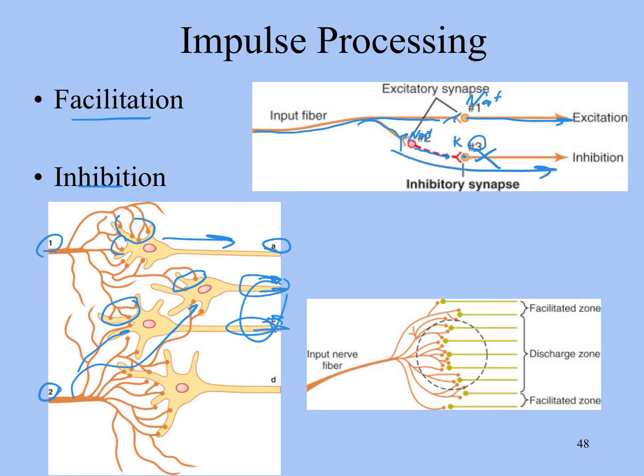So this pathway would be an inhibition pathway, whereas this pathway would be an excitation pathway. And this is a way that even one nerve fiber can control two different pathways, one leading to excitation and the other leading to inhibition.